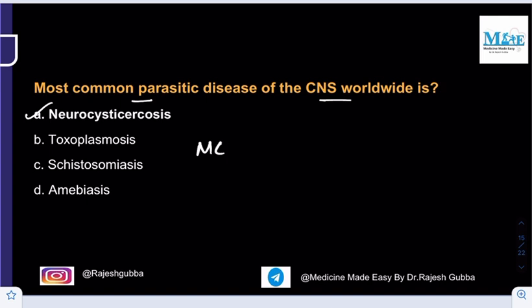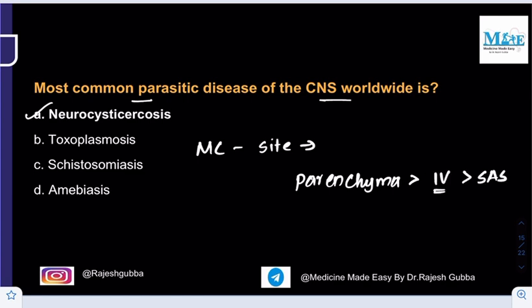What is the most common site of the cysticerci, or where is the space-occupying lesion? Most commonly it is present within the brain parenchyma, followed by the intraventricular area, followed by the subarachnoid space, followed by the spinal cord, and finally the orbital area. So this will be the localization of the cysticerci in neurocysticercosis.